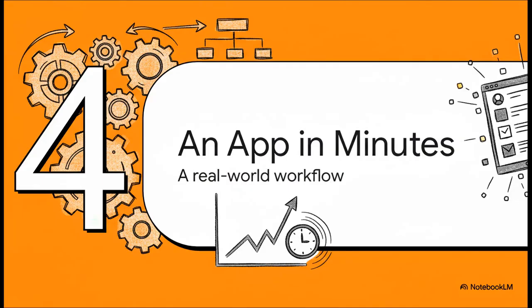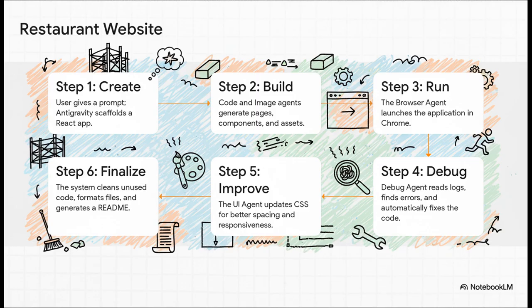Okay, so we've talked a lot about the theory. Now, let's see how all these amazing features come together in a real-world scenario, basically compressing what would be hours of work into just a few minutes. So imagine this. You give it a simple prompt, like, build me a restaurant website. Okay, boom. Antigravity scaffolds the project. The code agent gets to work building the pages. The image agent starts generating a logo and photos of food. Then, the browser agent fires up the app. And if it spots an error, the debug agent jumps in, reads the logs, and fixes the code automatically. Then, the UI agent tidies up the CSS. And to finish, the whole system cleans everything up. It's a completely seamless end-to-end workflow.